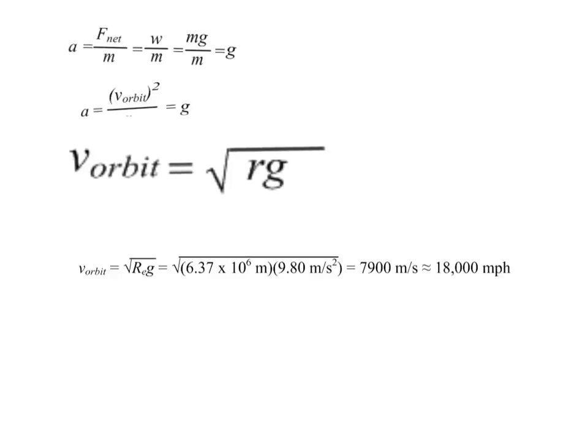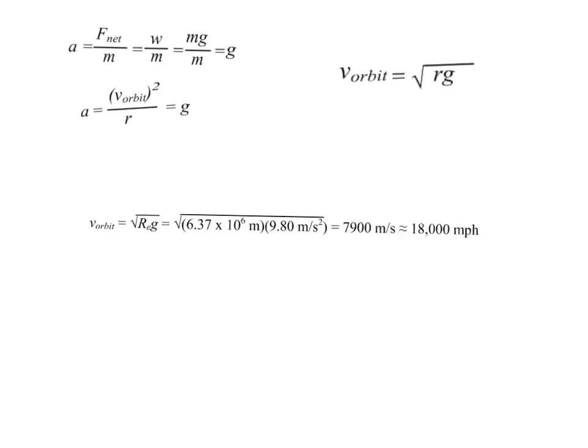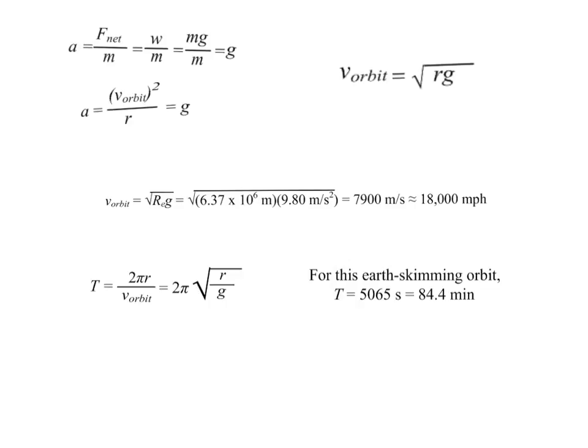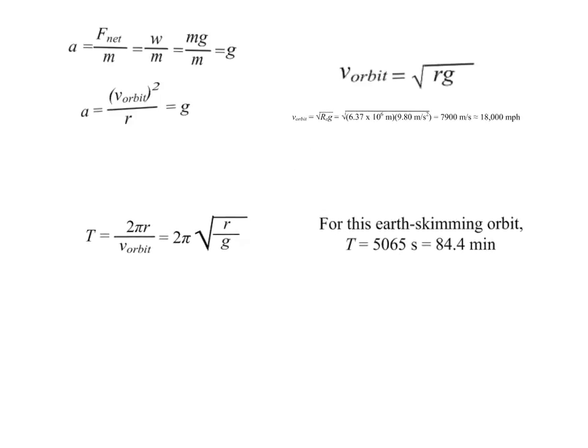Now, with Earth's radius being about 6.37 times 10 to the 6 meters, we can use this to find that the orbital speed of a projectile just skimming the Earth of a smooth, airless Earth is right around 7,900 meters per second, or 18,000 miles per hour. So we can use this to calculate then the period of that satellite's orbit. The period, remember, is the time it takes for one revolution. So for this Earth-skimming, airless planet Earth projectile, we end up with a period of about 84.4 minutes, or 5,065 seconds. And of course we get this from the previous lesson where we talked about orbital speed.